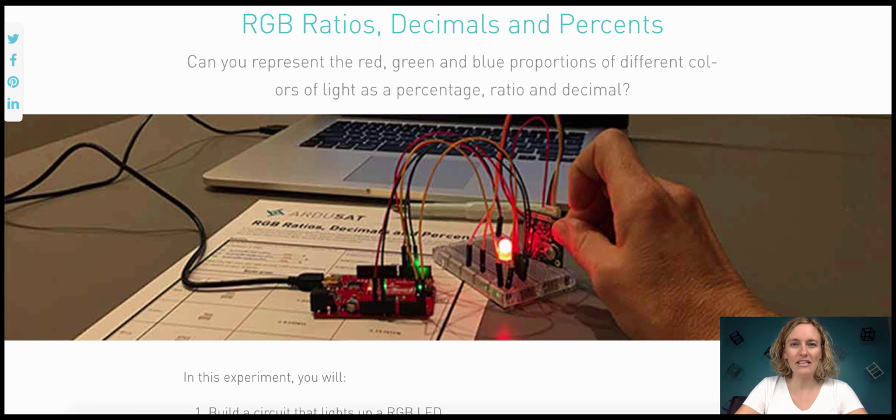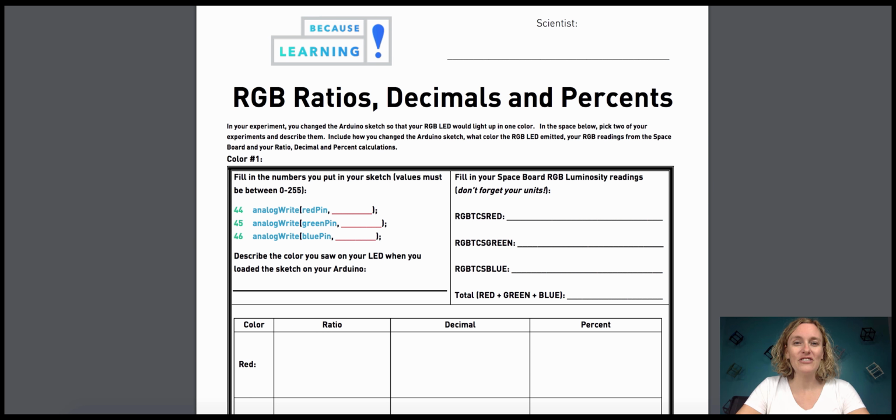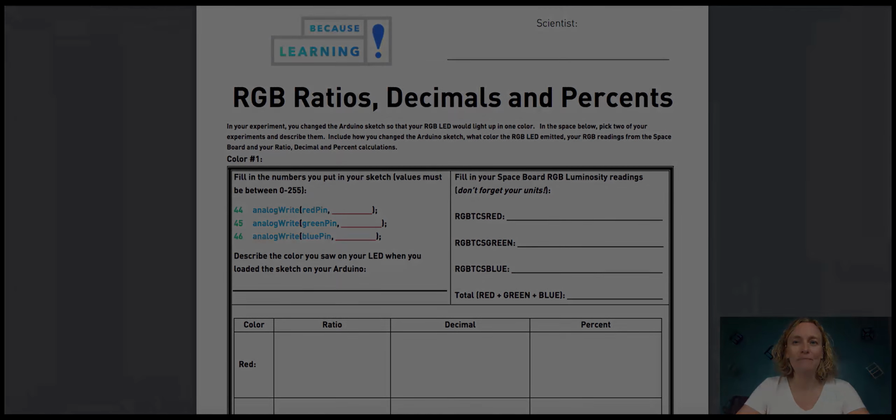In RGB ratios, decimals, and percents, the students will wire up a circuit that uses the RGB (red, green, blue) LED. The students will then alter the code so that they get different ratios of red, green, and blue and make different colors. There is a worksheet included with this experiment that helps the students keep track of the ratios, the decimals, and the corresponding percentages of red, green, and blue that make each different color that they create.